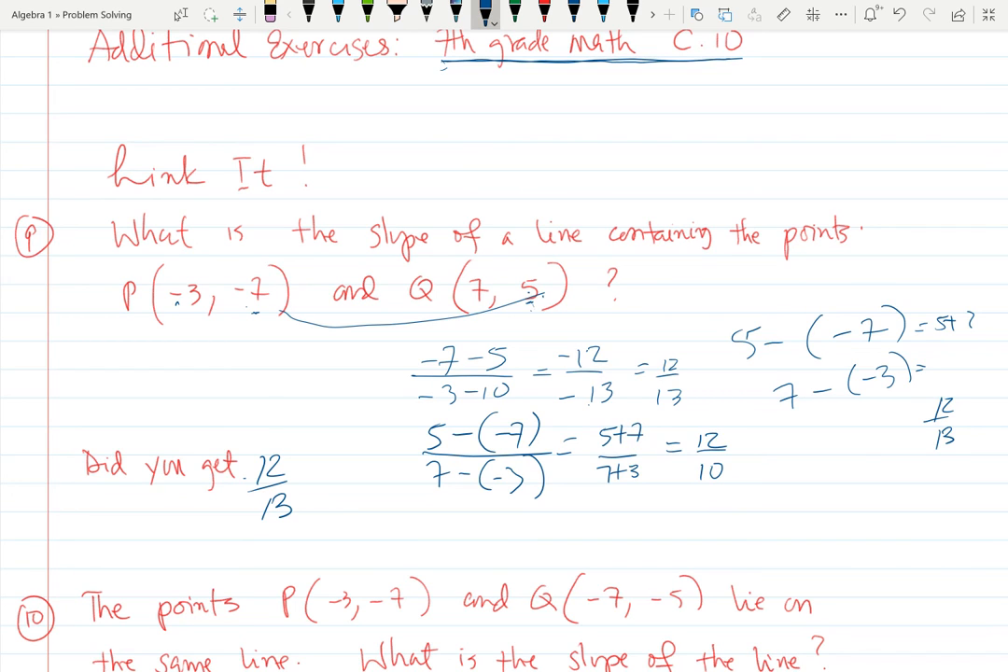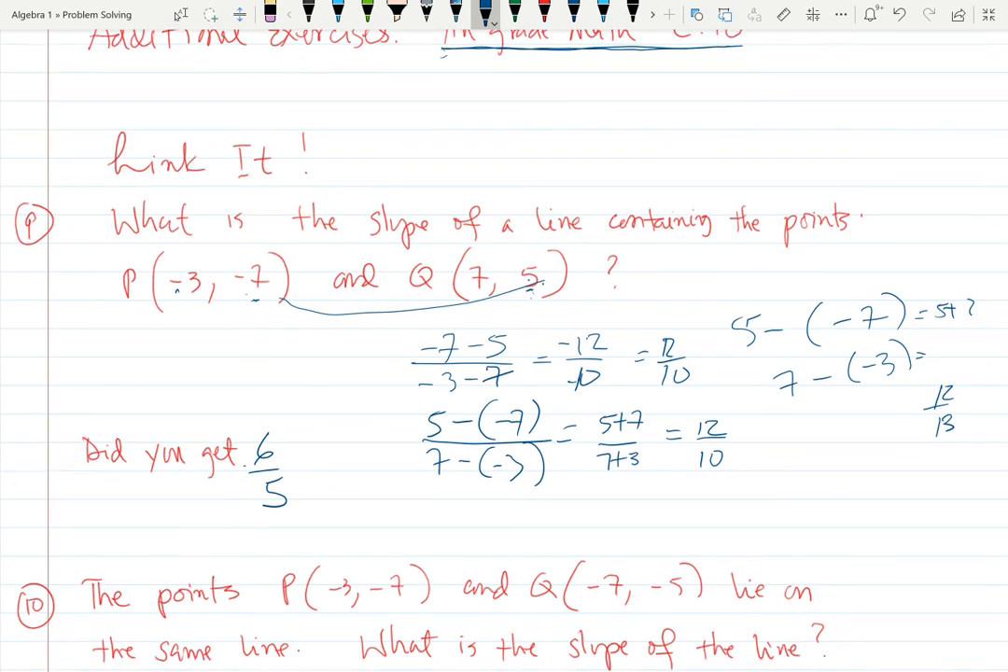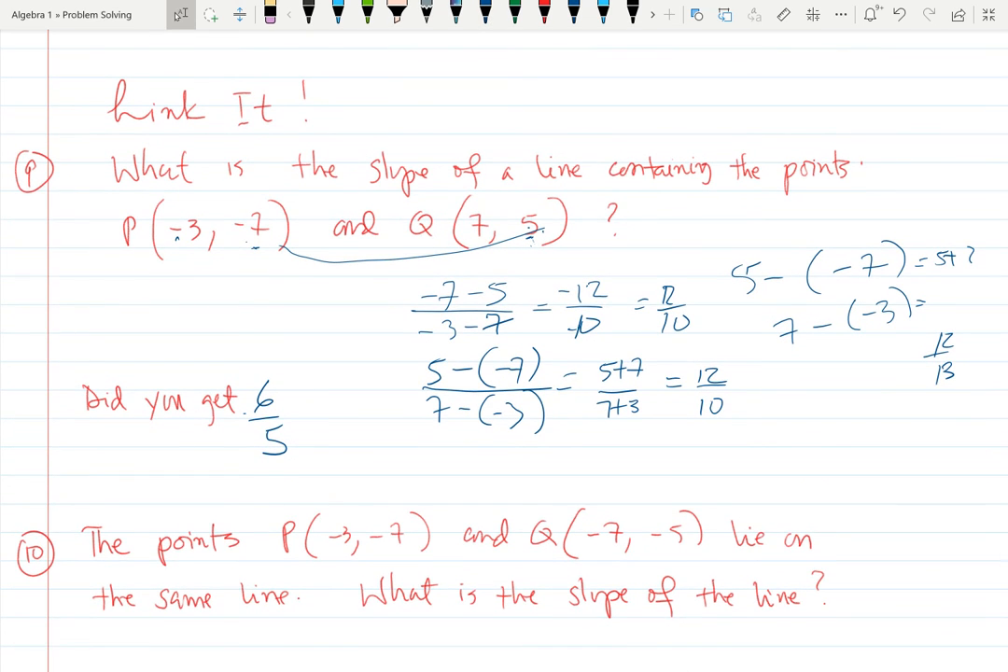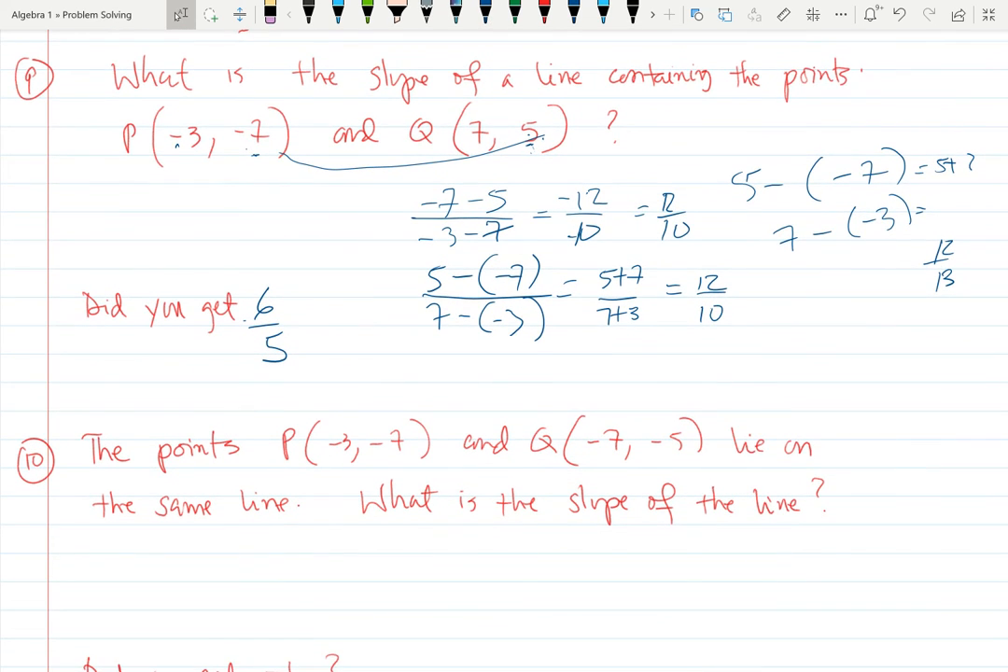10. I'm sorry, so this is correct. It is negative 3 minus 7 in the denominator, and you get 12 over 10. Then you simplify it. 12 over 10 simplified is 6 over 5. That's your slope. So when you have negative numbers, be careful when you're doing your addition and subtraction.